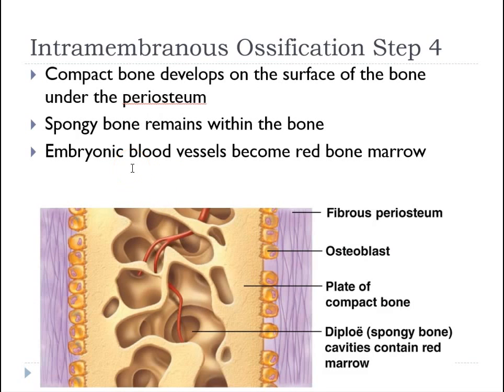Step 4 is the compact bone develops on the surface of the bone. That's that harder one, and that's going to be under the periosteum. The spongy bone remains within the bone, and the embryonic blood vessels become red bone marrow. So you can see here's the trabecular bone, here's that flat bone, that hard matrix that we can touch, and this is the spongy layer.